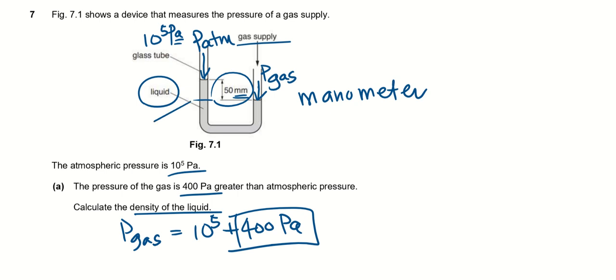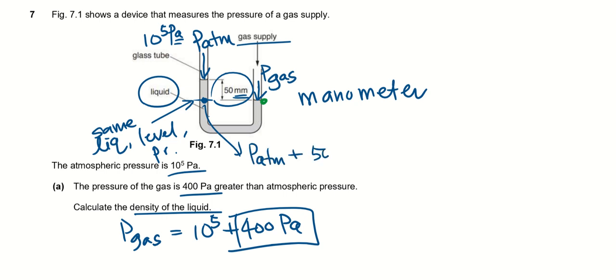Because this is a part where it is the same liquid, same level, same pressure. So I know that the pressure over here is due to P gas. And over here, it is due to P atmospheric plus this 50 mm height of the liquid. So this left hand side equals P gas.